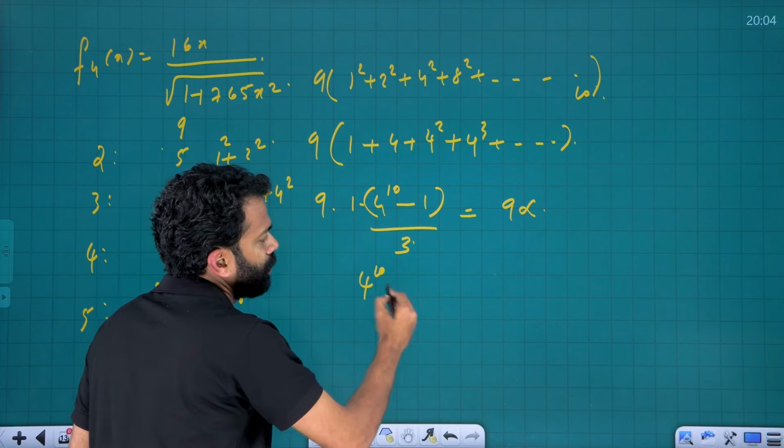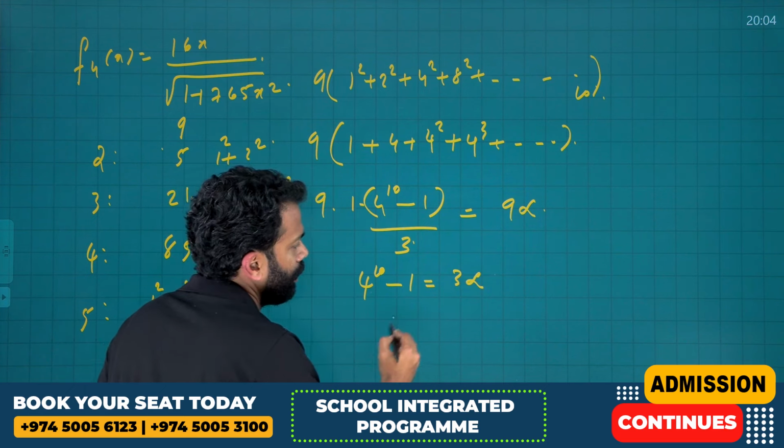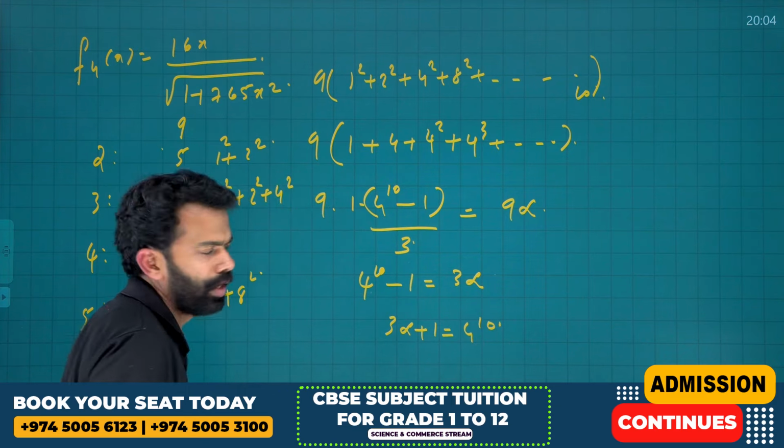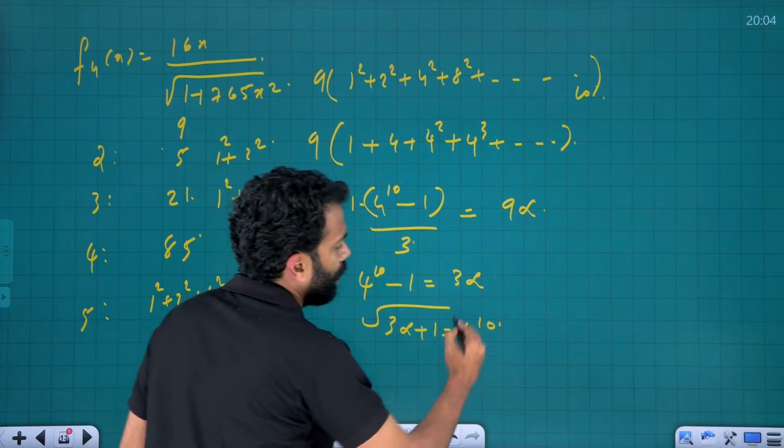Therefore, 4 raised to 10 minus 1 is equal to 9 alpha, and 9 got cancelled. It will be equal to 3 alpha. And 3 alpha plus 1 is equal to what? 4 raised to 10. But you need to find root of 3 alpha plus 1, so put a root here and here as well.